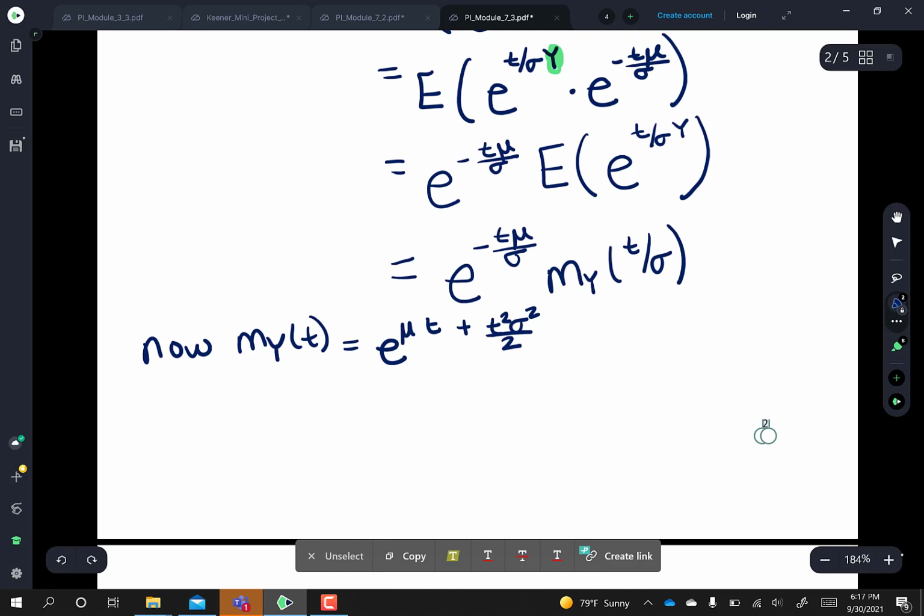All of that is in the exponent. But notice we don't want the moment generating function of y evaluated at t. We want it evaluated at t divided by sigma, because that's what we have up here. So that's going to be equal to e to the mu t divided by sigma, plus t squared divided by sigma squared, times sigma squared, all divided by 2.